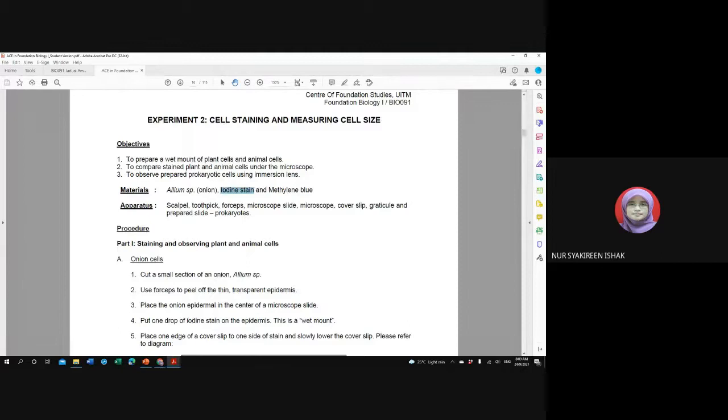If you look at the first objective, to prepare a wet mount, why do we call it a wet mount? Because we are using the stain. Okay, so you have the microscope slide.